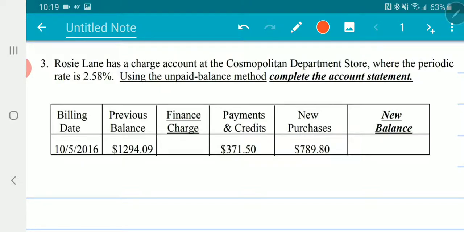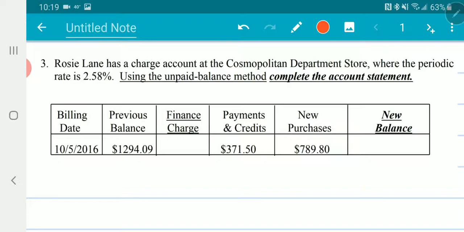Okay, so I've got a couple problems here to help you complete this assignment. The first one is the unpaid balance method. Number 3 says Rosie Lane has a charge account at the Cosmopolitan Department Store where the periodic rate is 2.58%. Using the unpaid balance method, complete the account statement.